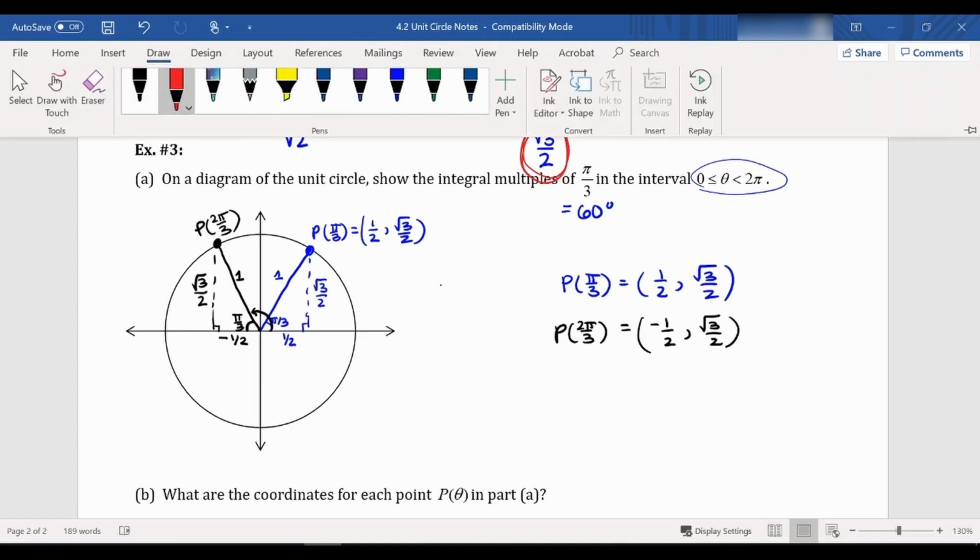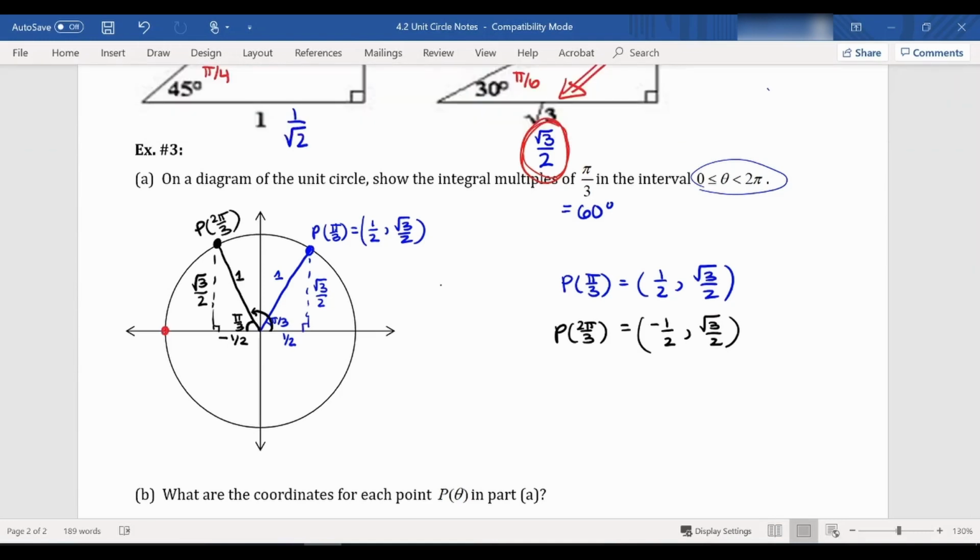Our next iteration would be 3 pi over 3, or pi. Now again, on a unit circle, we know that if we are on the negative x-axis, we could write this as P of pi. Our coordinates are negative 1, comma 0. Our y-coordinate is 0, we're on the x-axis, and our x-coordinate is negative 1.